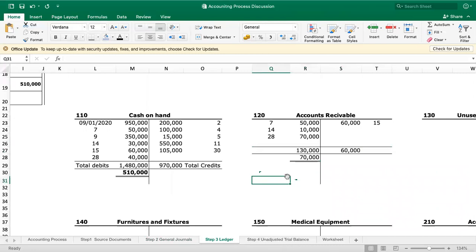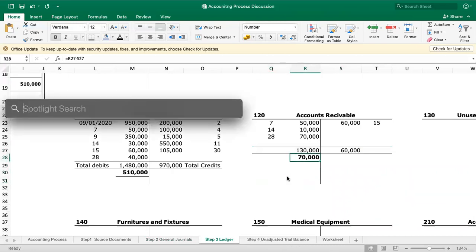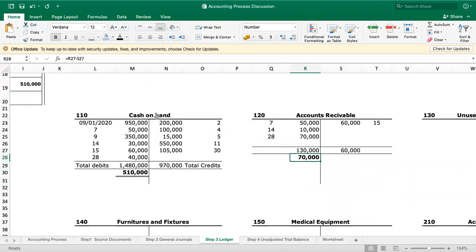Take note that the normal balance of cash and accounts receivable, because these are assets, is debit. Therefore, it's normal that their ending balances are debit, because the normal balance is debit. That's why, for cash on hand, you have a debit balance of 510,000, and for accounts receivable, you have a debit balance of 70,000, because that is their normal balance.